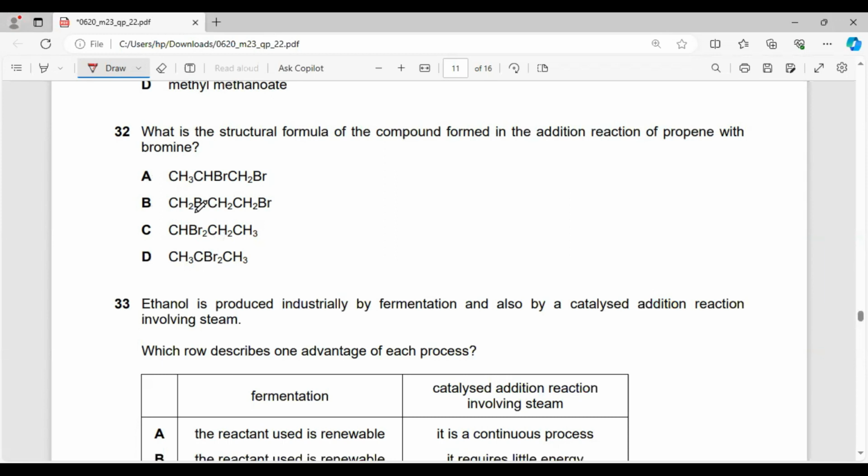In option B, the first and the last carbon is where bromine is attached. In this case, a double bond cannot exist between the first and last carbon atom. So option B is wrong. In option C, they have added only one bromine atom, which is again wrong. For option D, they have added two bromine atoms to the same carbon atom, which is again wrong. So the correct option is option A, where bromine is added across the double bond between the two carbon atoms.